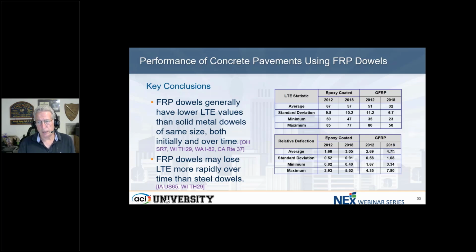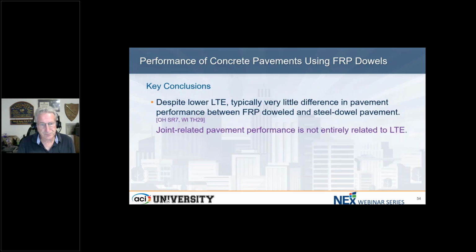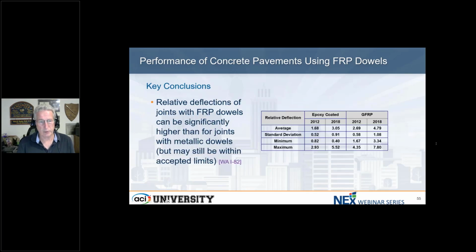Now, I would note that yes, it increased, but I would also note that 5 mils relative deflection is not a bad number. Despite the lower load transfer efficiencies, there's typically little difference in pavement performance between the two, which suggests that joint-related pavement performance is not entirely related to load transfer efficiency. Not a good metric, okay? Relative deflections were similar, like I said, still within accepted limits. We've already gone over this data, so I'm not going to hit it again.